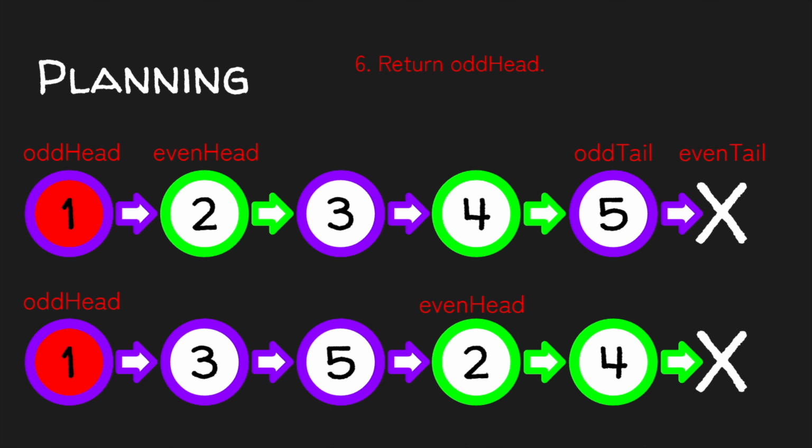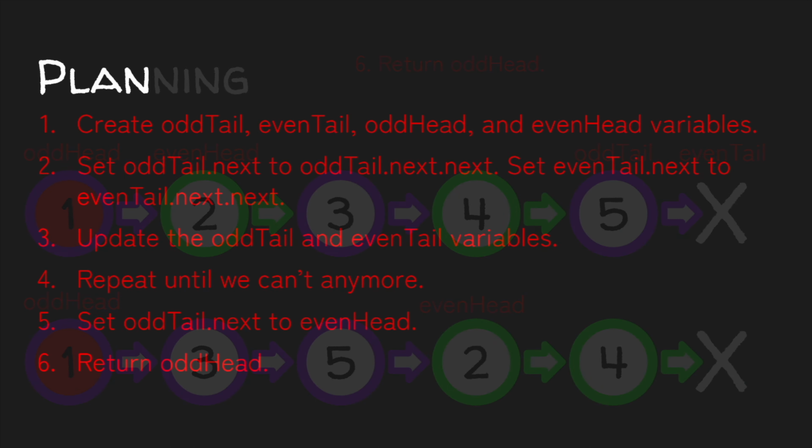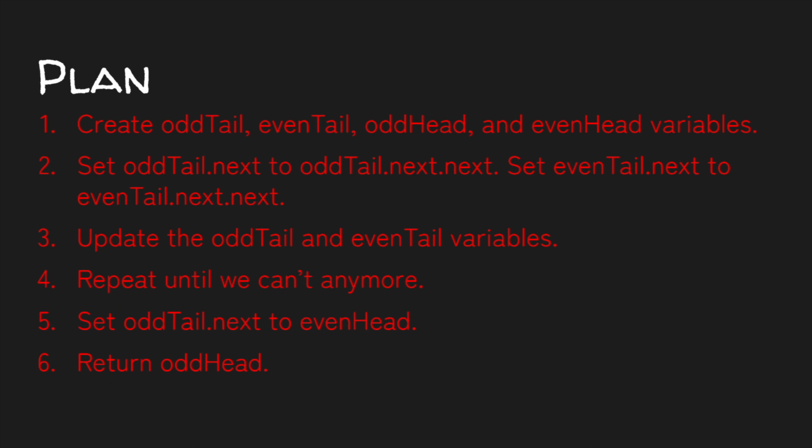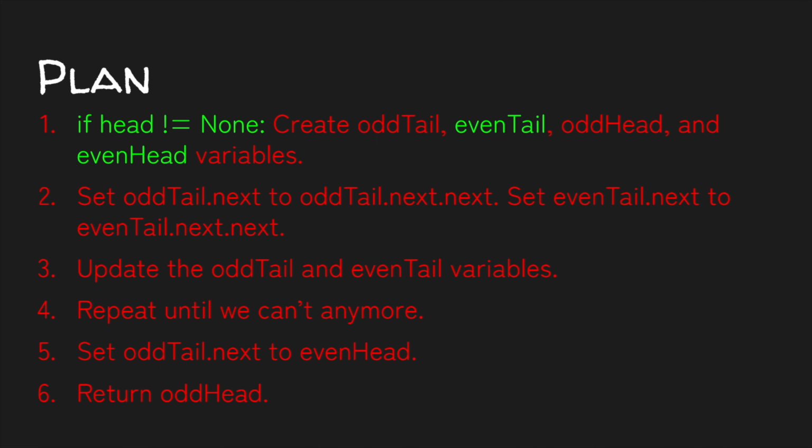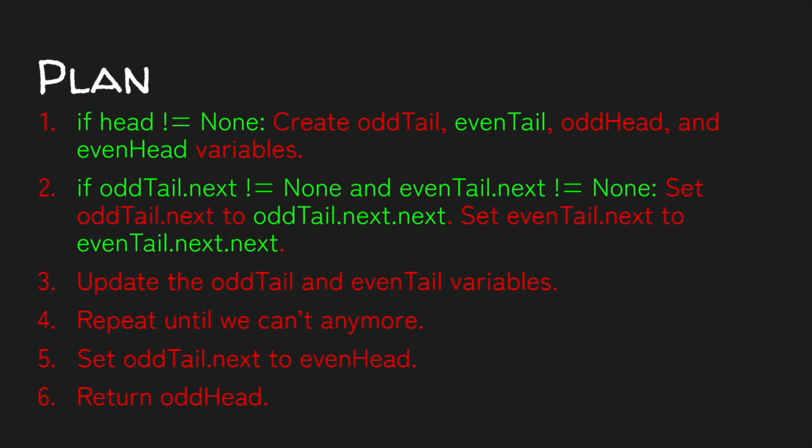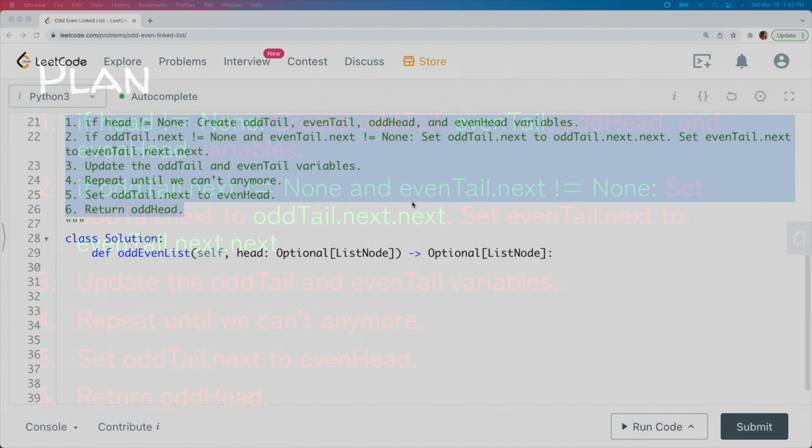Alright, so here's the full plan written out. Another thing we should be aware of is possible errors. We can't access a node's next property if the node is none. So in step 1, we should first check that head is not none before creating our even variables. And in step 2, we should verify that oddtail.next and eventail.next are not none before accessing oddtail.next.next and eventail.next.next. Okay, now that we have a solid plan, let's get coding.